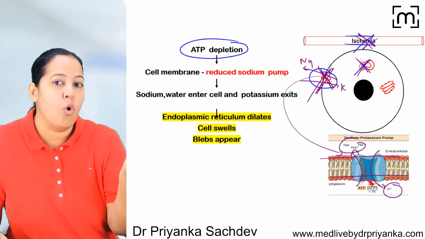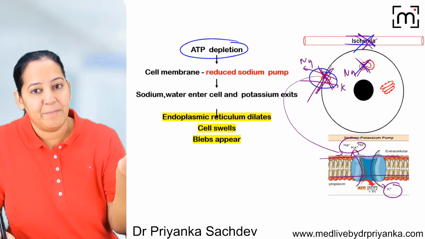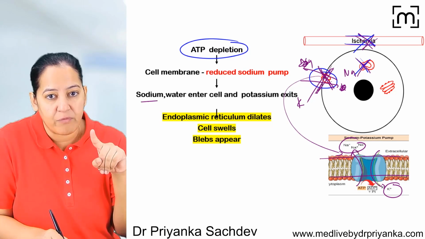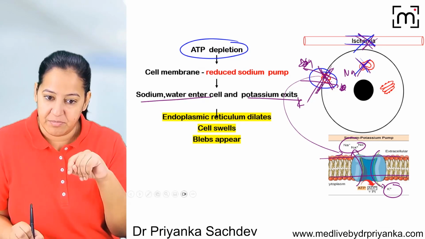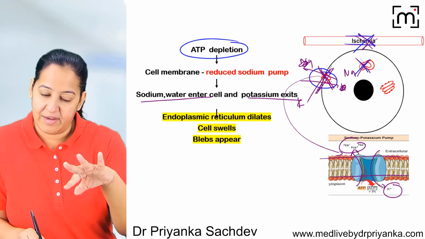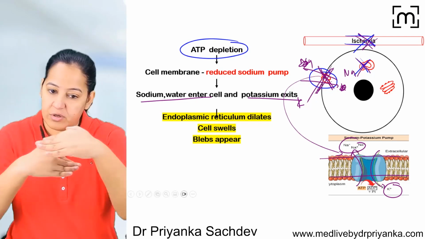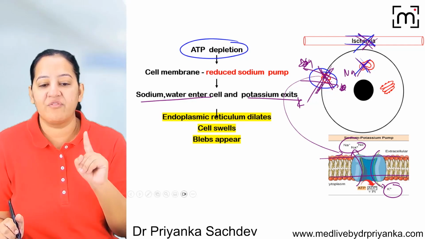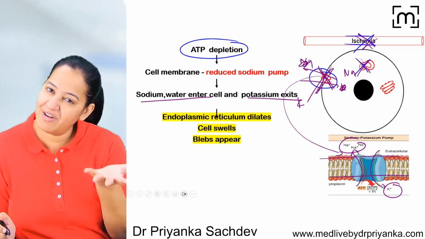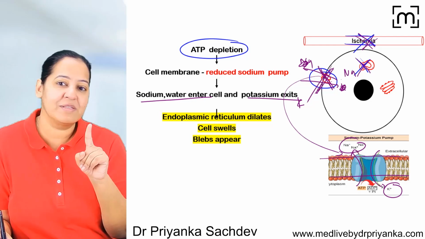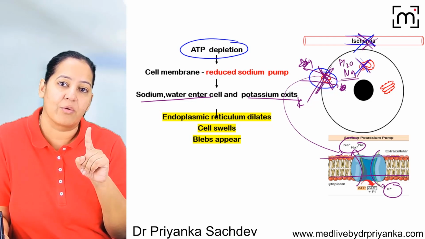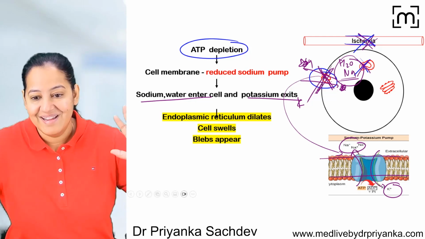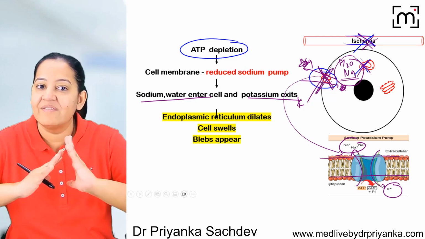So sodium will not go out. Sodium will remain inside the cell, and potassium will not come in. Potassium will be present outside the cell. So there is influx of sodium and efflux of potassium. The sodium is present inside the cell only, and potassium is present outside the cell. They cannot go inside and outside, as the pump is not functioning. And you know, water follows sodium. There is a rule: wherever the sodium goes, the water will go there. Normally sodium and water go out, but here they will remain inside the cell and swell the cell.